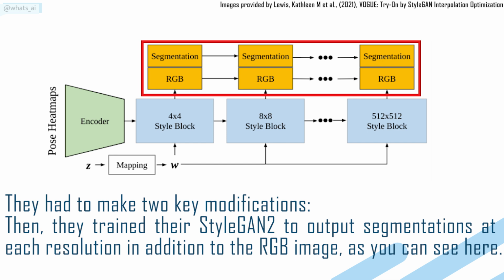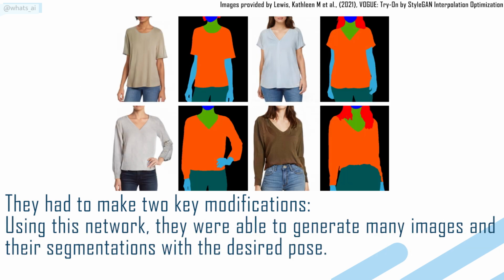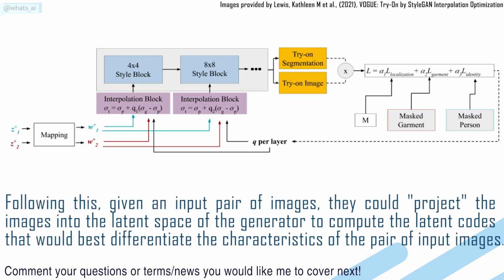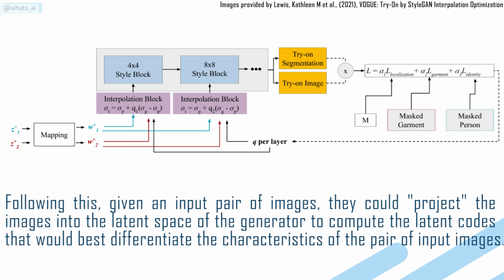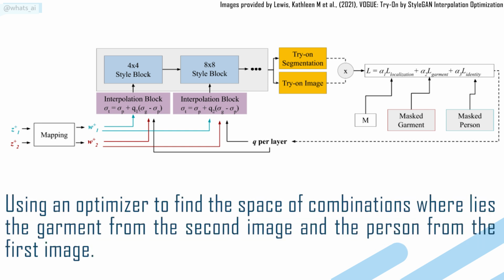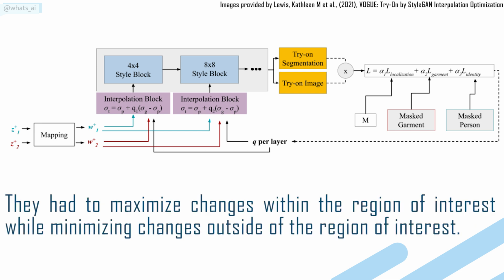Then, they trained their StyleGAN2 to output segmentations at each resolution in addition to the RGB image, as you can see here. Using this network, they were able to generate many images and their segmentations with desired pose. Following this, given an input pair of images, they could project the images into the latent space of the generator to compute the latent codes that will best differentiate the characteristics of the pair of input images. Using an optimizer to find the space of combinations where lies the garment from the second image and the person from the first image, they had to maximize changes within the region of interest while minimizing changes outside of the region of interest.